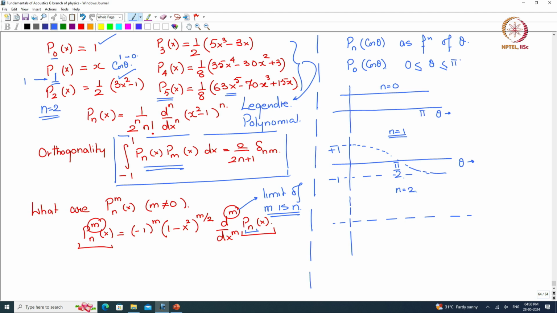N equal to 2 is cos square theta, 3 cos square theta minus 1. So that will look like, at theta equal to 0, we have 3 minus 1, 2. 2 divided by 2 is 1. And then in between it will go through a couple of zeros. It will come back up and go back to 1 at theta equal to pi.